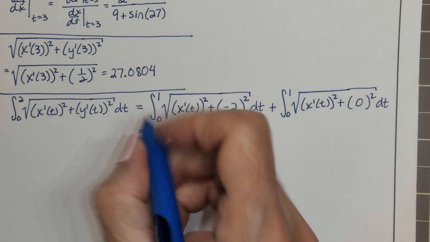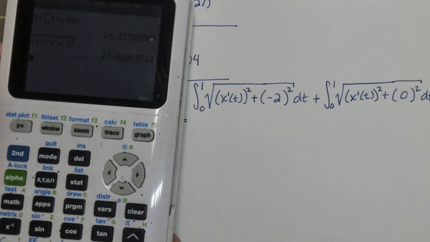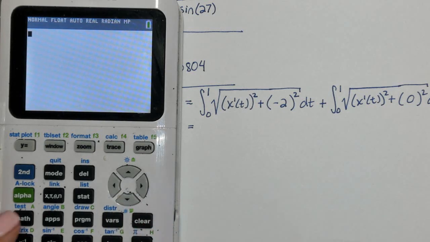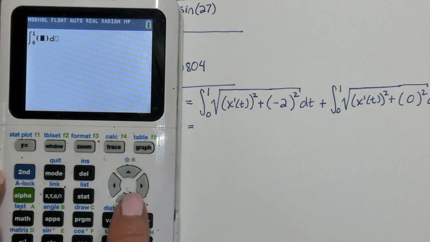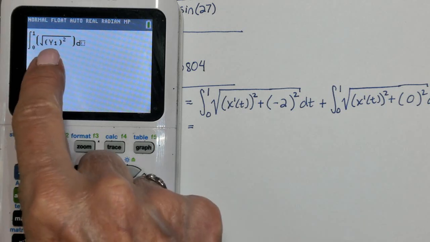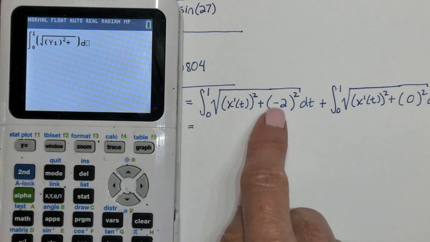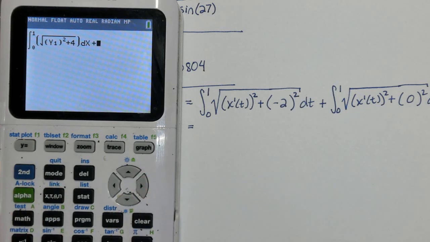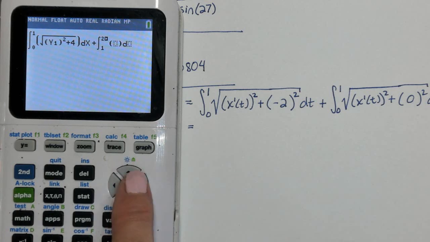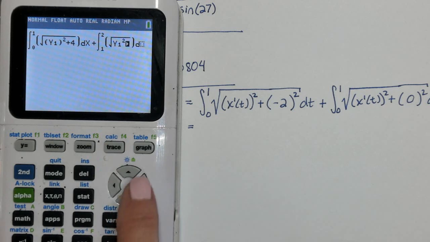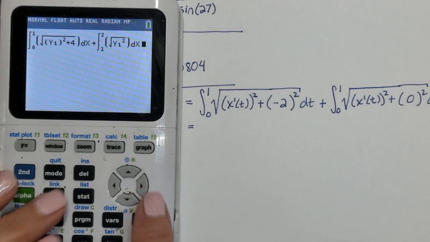Okay, now I can use my calculator to get the rest. So I've got Math 9, 0 to 1, square root y1 squared, plus negative 2 squared, which is just 4, so I'm just going to make that a 4, plus Math 9, 1 to 2, square root y1 squared, like that.